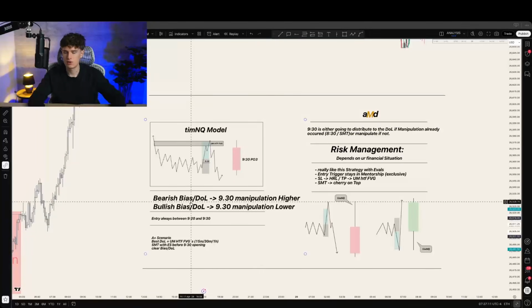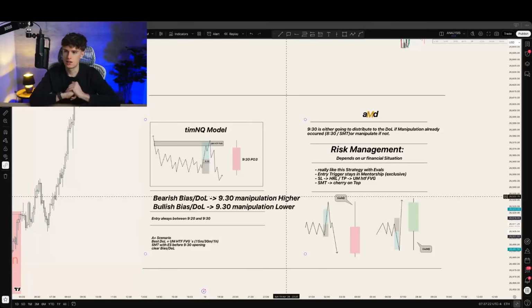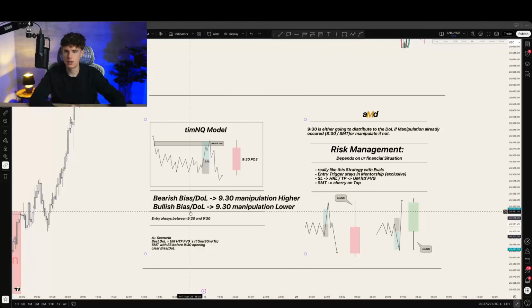If I have a bearish bias or a bearish draw on liquidity for the trading session, I'm expecting the 930 manipulation to be higher, okay? So to manipulate into an unmitigated high time frame key level higher, so I open high, low, close. And if I have a bullish bias or a bullish draw on liquidity, I'm expecting the 930 manipulation lower, so I open low, high, close into an unmitigated high time frame key level. And the entry time frame or the entry is always between the 920 and 930, okay?